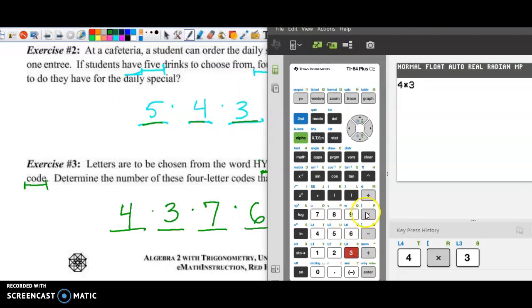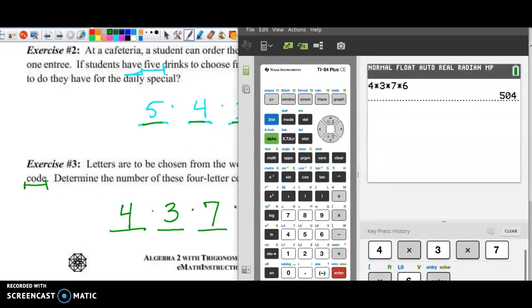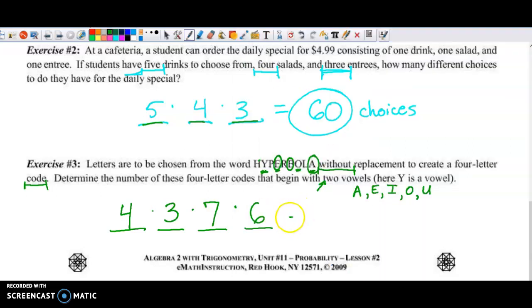I think you do 4 times 3 in your head, but then it might get tricky to do times 7 times 6. But you do get the correct answer of 504. And I'm more concerned about you getting the right answer.